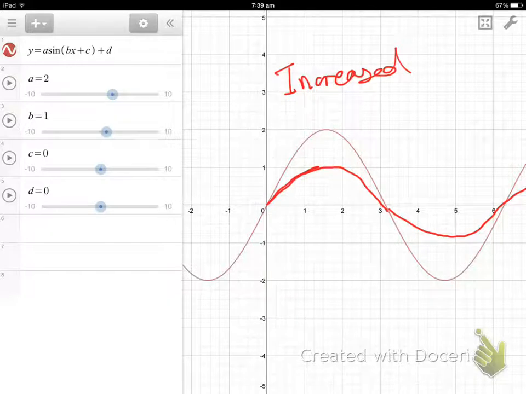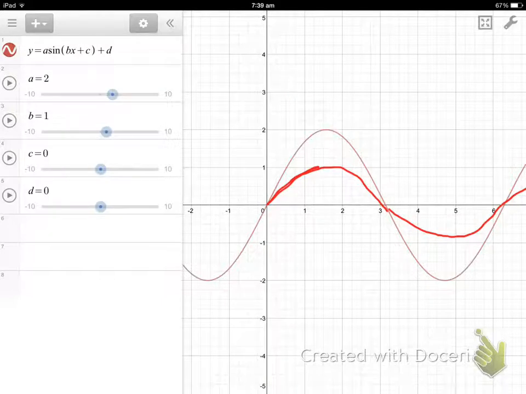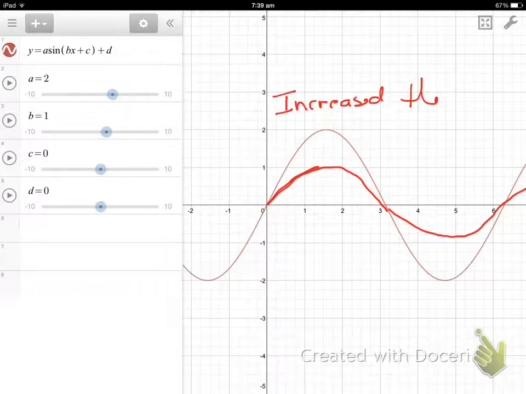That's pretty shocking, isn't it? Oh, I better get rid of that. I better type it nice. It's increased the amplitude to 2.